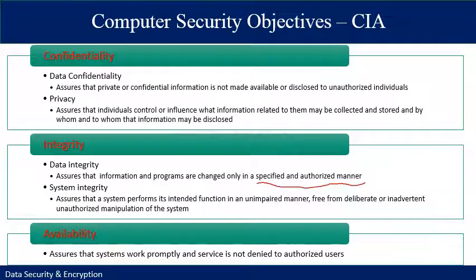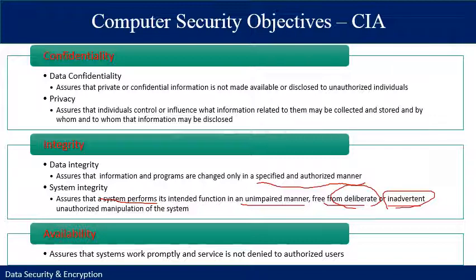System integrity deals with how the system performs its function. So the system should perform functions in an unimpaired manner. It should be performing functions to its best abilities, and it's free from deliberate or inadvertent unauthorized access to the system. That no one should be able to change the system willingly or unwillingly or unintentionally.